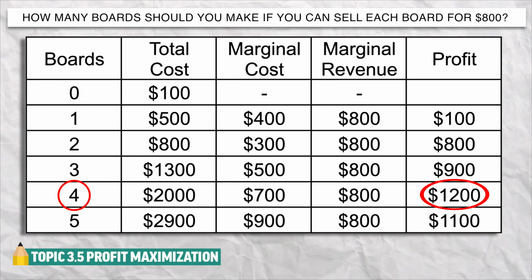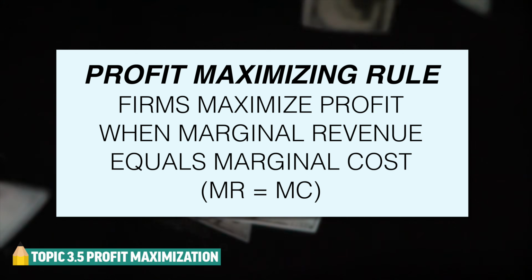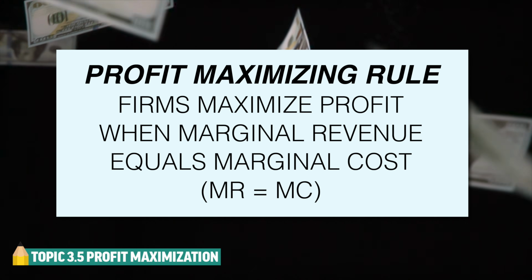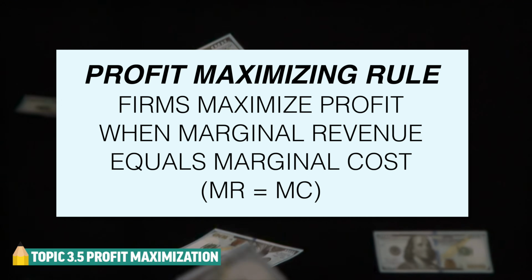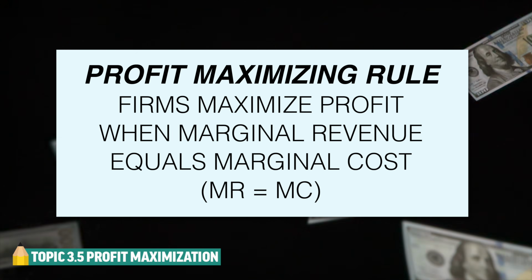Easy, right? But keep a few things in mind. Notice the marginal revenue in this case doesn't actually equal the marginal cost. That's okay. Just think of the profit maximizing rule as a procedure. Keep producing as long as the marginal revenue is greater than the marginal cost. They don't have to equal.